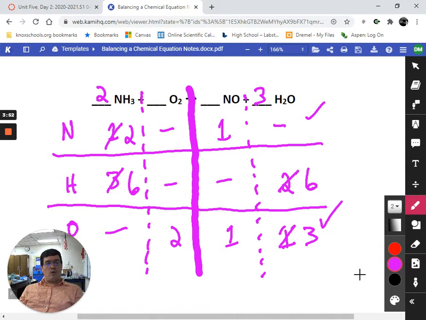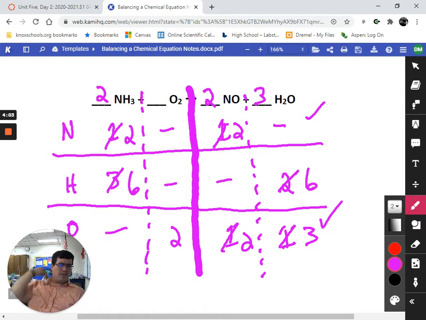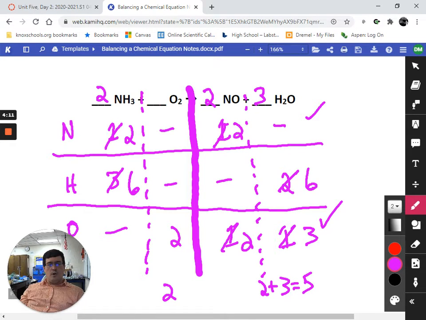2 to 1. How do I make a 1 into a 2? Well, you multiply it by 2. So we're going to turn that into a 2, turn that into a 2. And now we look and see what we've got here. Oh, fudge, there's a huge problem here. There's a 5 on this side. 2 plus 3 equals 5 for oxygen on this side. This oxygen is only a 2.